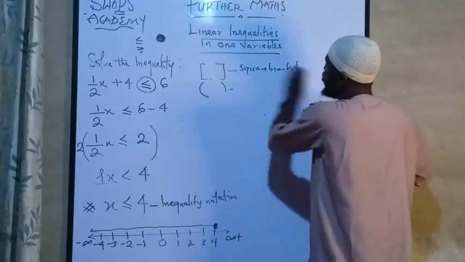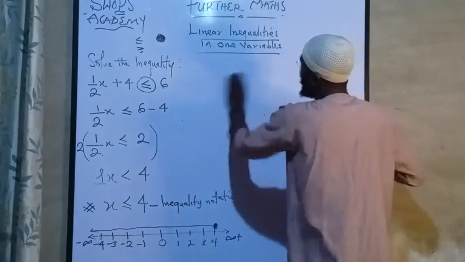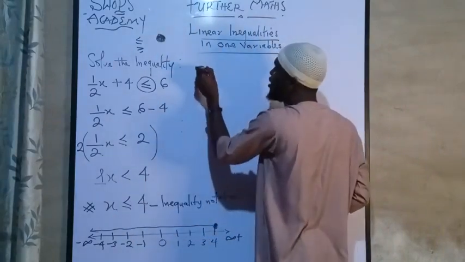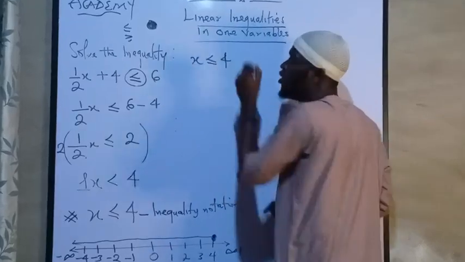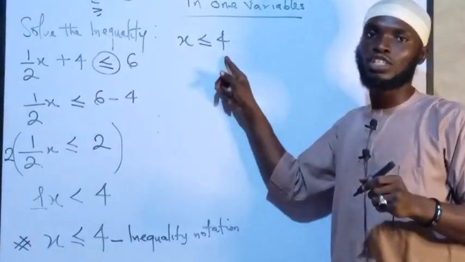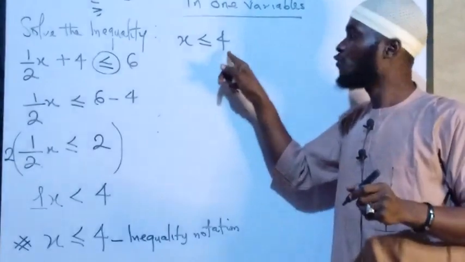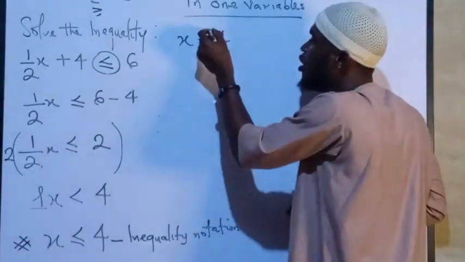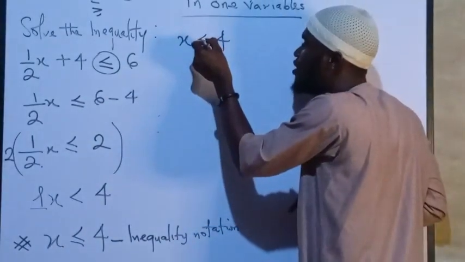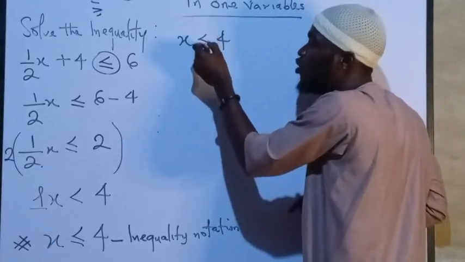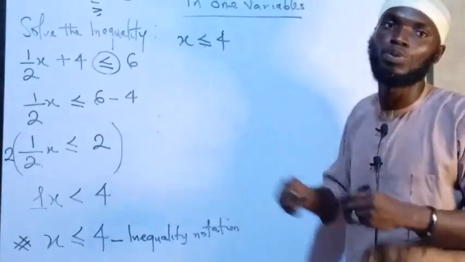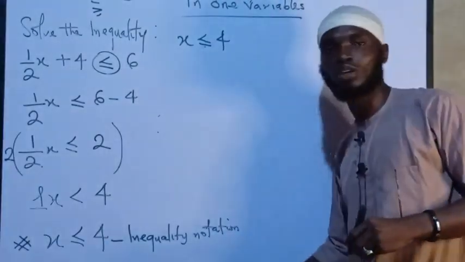Then the only notation that remains is set notation. Now, what is our answer here? Our answer is x less than or equal to 4. As we are seeing on the board, is 4 not part of the answer? 4 is part of the answer. I told you earlier that when you have less than or equal to, or greater than or equal to, the endpoint will be included. That is why we are using a closed circle.